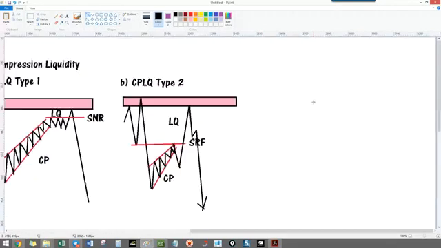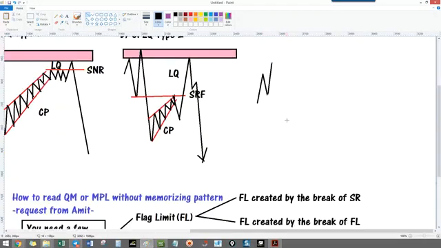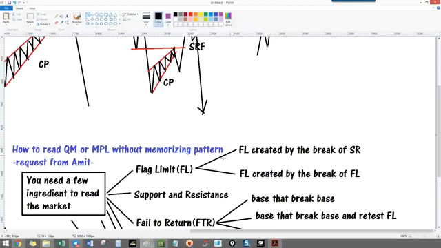So FL is created by the break of SR. You have something like this. Okay. And then it breaks. After it breaks, it will create the flat limit.